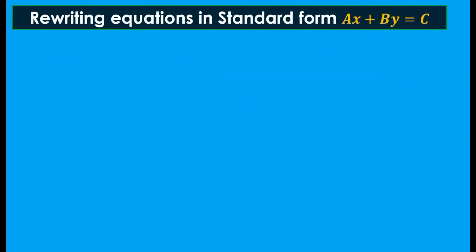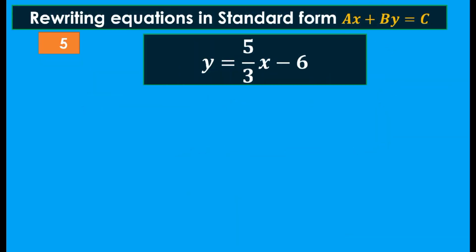Okay, let's have another one. Number 5. y equals 5 thirds x minus 6. Oh. Anong pagkakaiba nito dun sa iba? Here, there is a denominator 3. Okay? Your A and your B must be whole numbers, but your A should not be equal to 0. And your A should always be positive. Okay? So what shall we do to remove your 3 now?